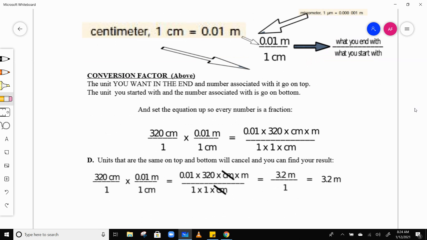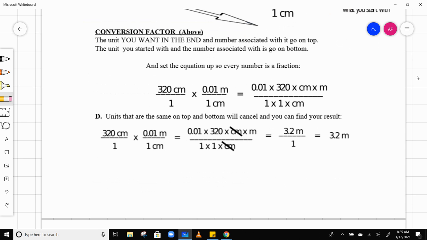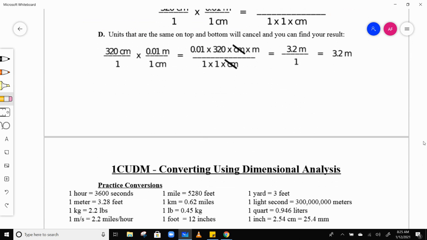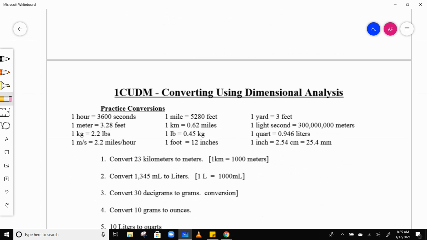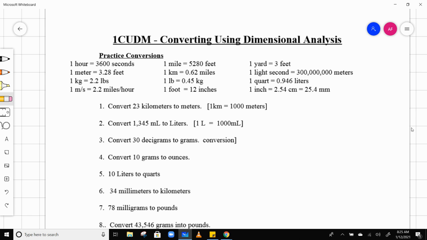So for any conversion factor, on the top is what you want, and on the bottom is what you want to get rid of. One-step conversions are pretty simple because we just put the units that we want on top, and the units we want to get rid of on bottom. It gets a little bit trickier when we have multiple steps.